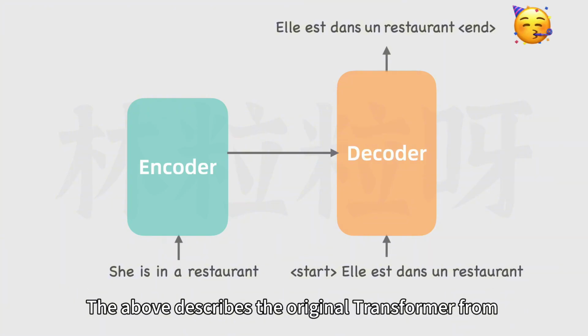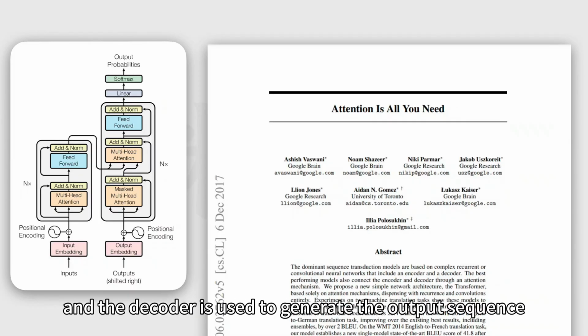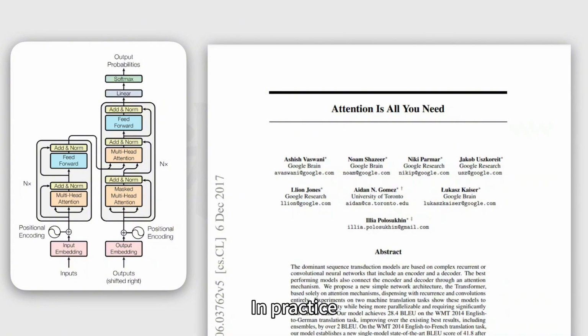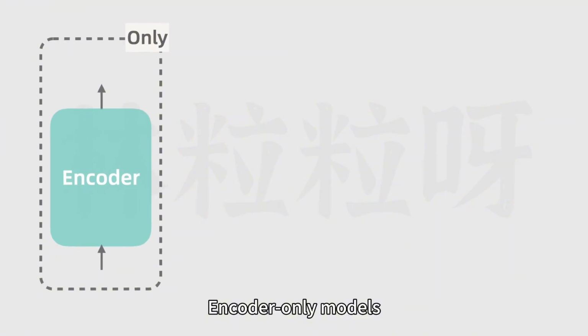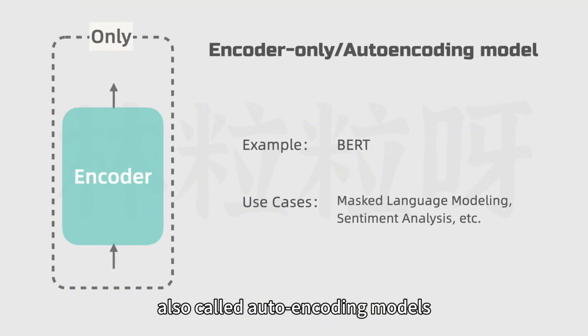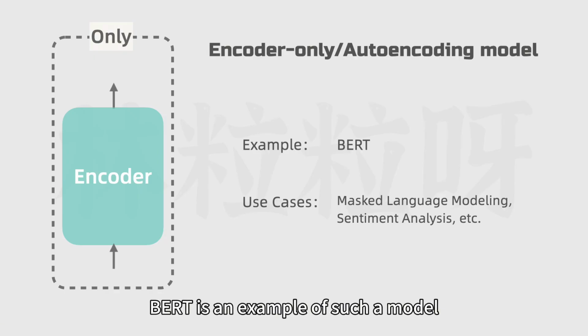Congratulations! The above describes the original transformer from attention is all you need. The encoder is used to understand and represent the input sequence, and the decoder is used to generate the output sequence. In practice, based on the original architecture, several variants have emerged, mainly falling into three categories: encoder-only, decoder-only, and encoder-decoder. Encoder-only models, also called auto-encoding models, retain only the encoder from the original architecture. BERT is an example of such a model.